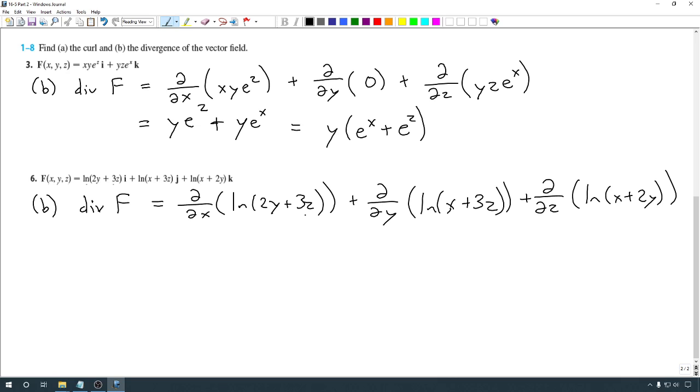Though actually, it turns out here, there are no x's in the x component. There are no y's in the y component. And there are no z's in the z component. So all these are equal to 0. Everything here is 0.